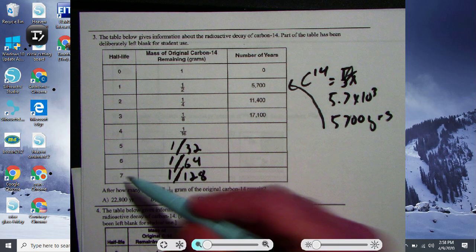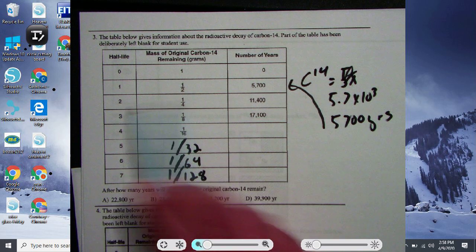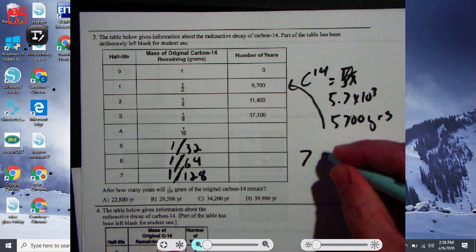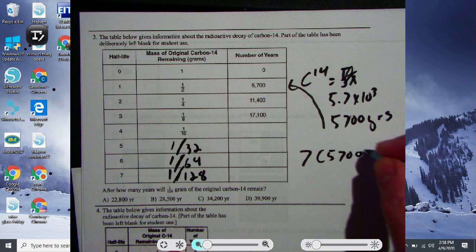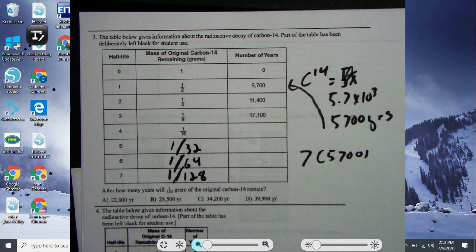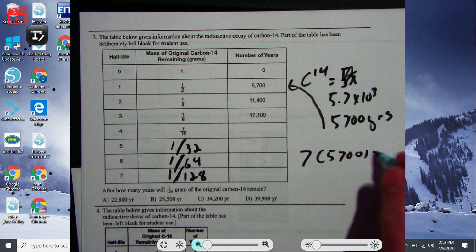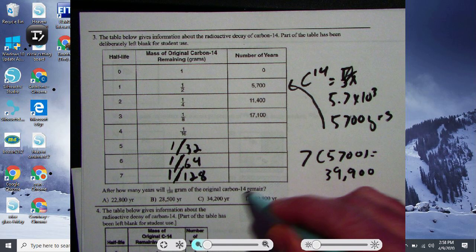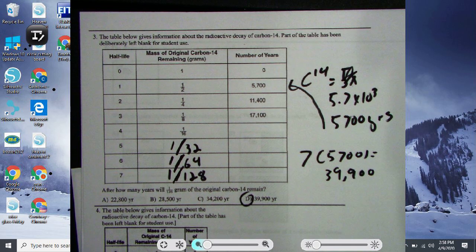The other way to do it is notice that 1 half-life is this, 2 half-lives is 2 times this, and so on. So you could go 7 times 5,700 years. I would highly recommend grabbing a calculator at that moment, because I can't do that off the top of my head. Some of you might be able to, but I cannot. 7 times 5,700 years equals 39,900, which is answer D.